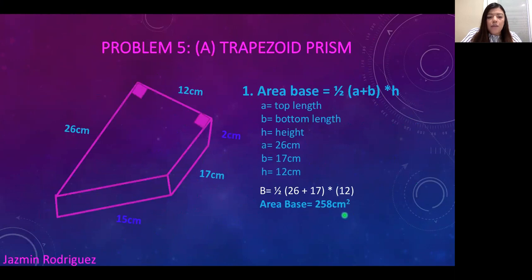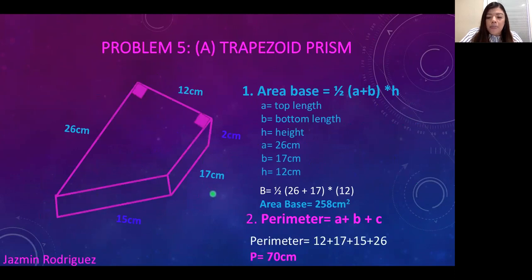Okay, and now we'll go ahead and pull that back up. Now the perimeter is going to be a + b + c. Once again, perimeter measures the length of our sides here. We're going to use that our perimeter is 12 + 17 + 15 + 26. Remember, we're not using this number right here because this is measuring the height. We don't want the height. We want the perimeter, how much each side measures.